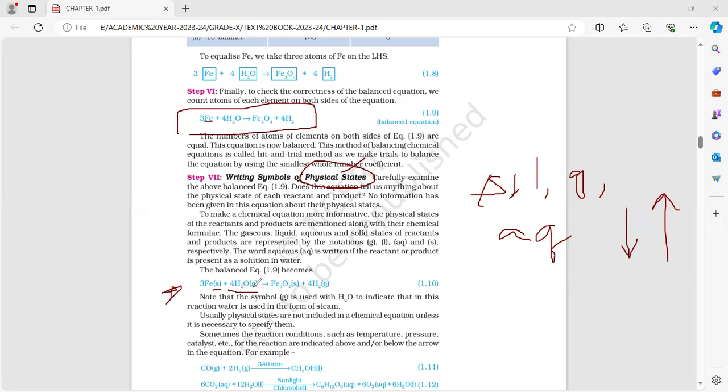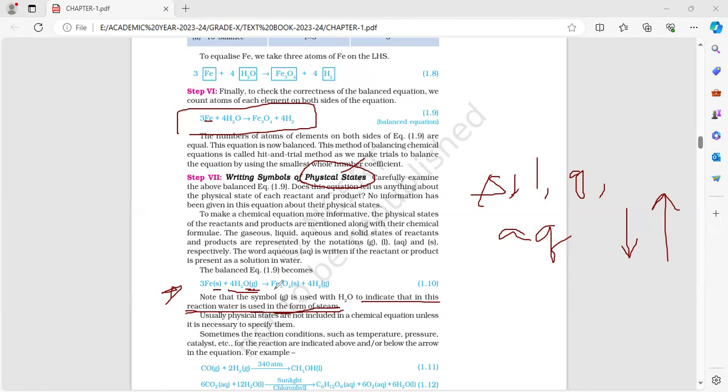Here it is mentioned G, because here H2O indicates that the reaction used water in the form of steam. Very, very important. Please underline it. Used in the form of steam. That is the reason water is in the gas state here. So I need to mention the physical state also. It is in gaseous state.